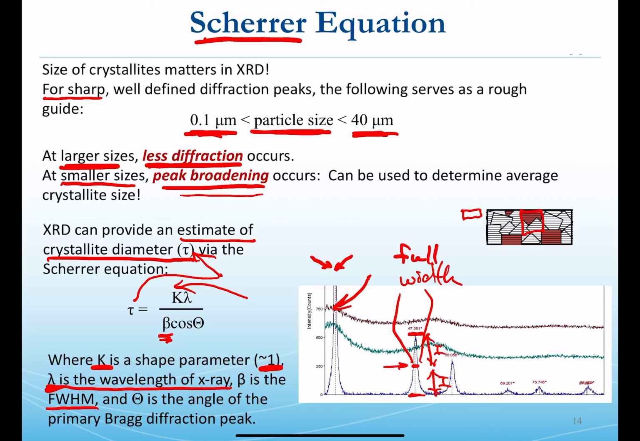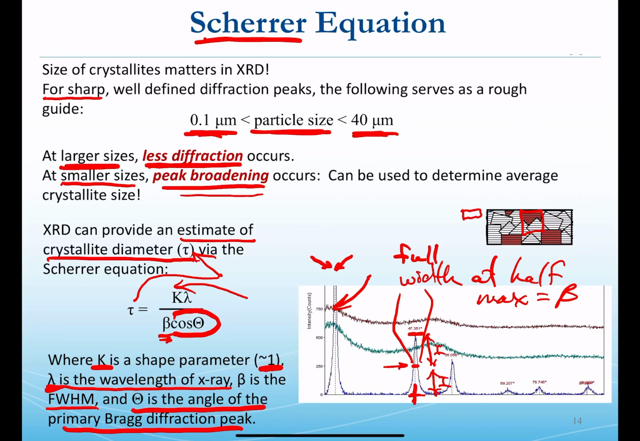Full width at half max is equal to beta. And then we're going to put that cosine of theta here. So theta is, of course, the angle of the primary diffraction peak. So here we have 2 theta at 47.351. We would input theta in radians into the Scherrer equation.